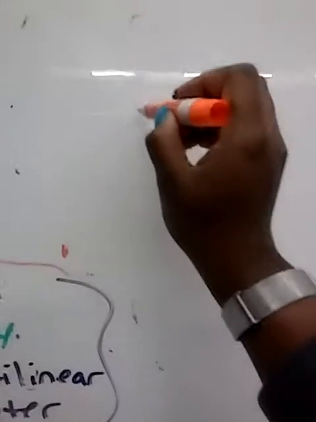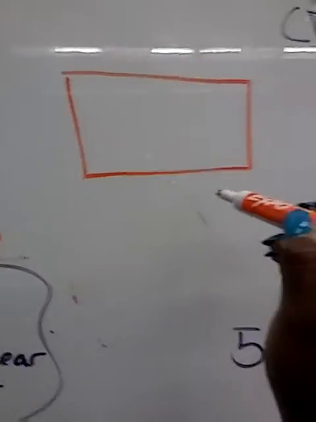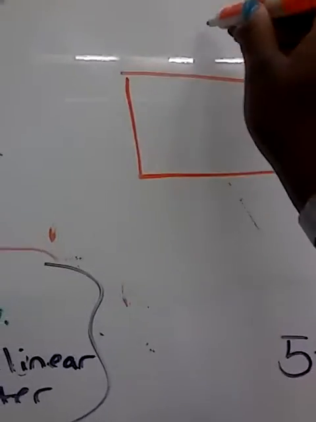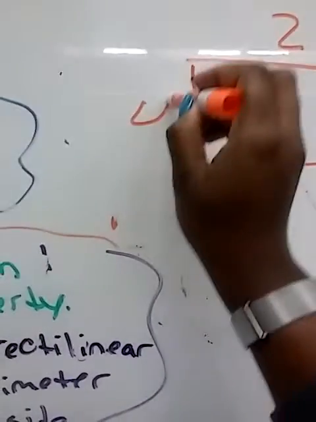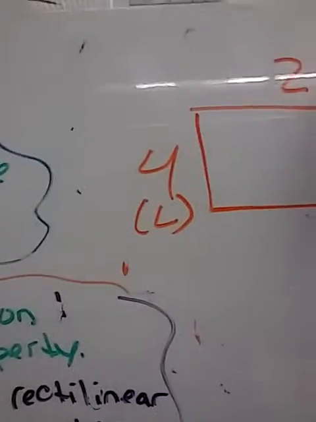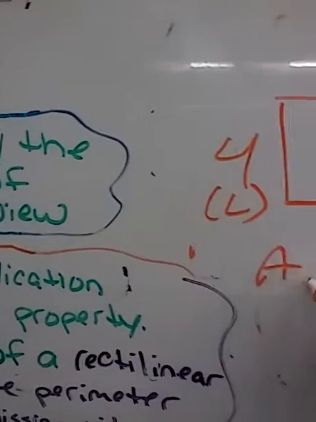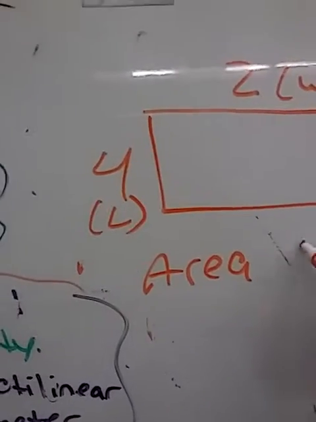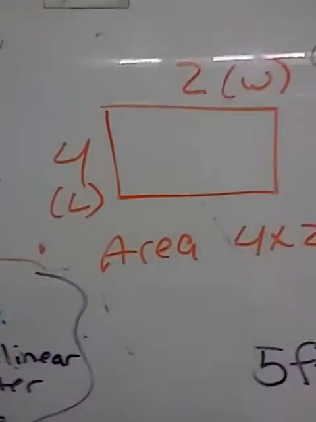Usually we'll just have a rectangle and we'll have a length and a width. So let's just say we'll have a width of 2 and a length of 4. Okay. And so how we find area is we have to have, first of all, a length and a width, and we multiply the two. So our equation for area will be 4 times 2, which is 8. So that'll be our area.